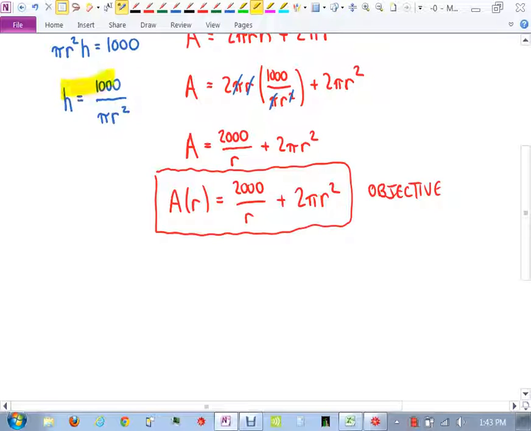Not only that, look at h. If you try and plug in 0, what's your height then? You can't make a can that has a 0 radius. You cannot make a can that has a 0 radius and hold 1 liter. Can't happen. Right?